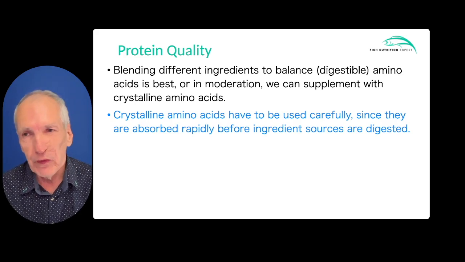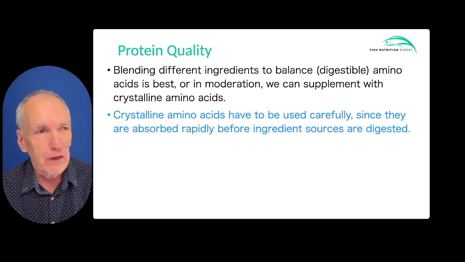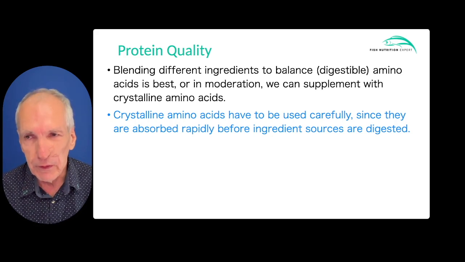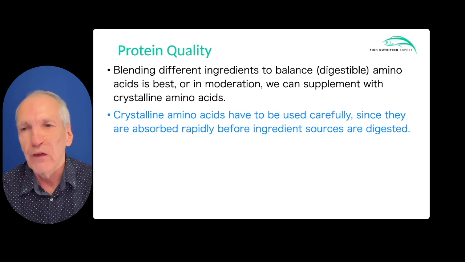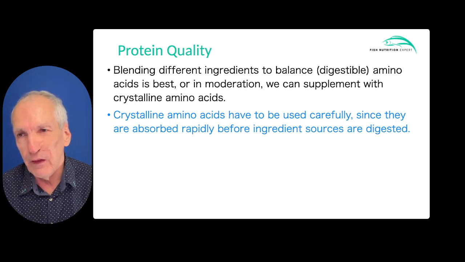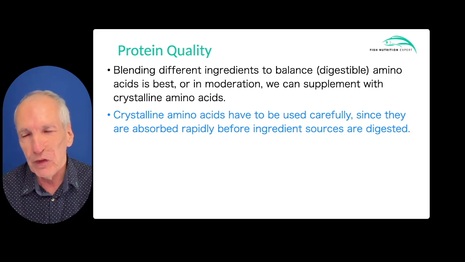However, when we're talking about fish which eat their feed rapidly, and we don't really need to worry much about leaching, we can use crystalline amino acids, but they have to be used carefully because they can be absorbed very rapidly before the amino acids from the ingredients are digested and become available. Could be minutes later. The consequence of that is whenever you have these instantaneous imbalances, you often then have amino acids being shunted off for energy production.